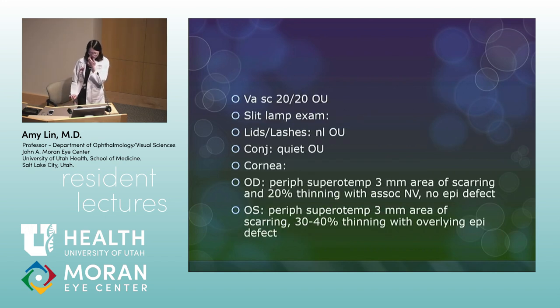Her vision uncorrected is 20/20. On her exam, lashes fine, conjunctiva is quiet at this point. On the cornea, I have pictures from later on. I don't have pictures from this day, but her cornea has, in her right eye, supratemporally, this 3 millimeter area of scarring and also some thinning with some associated NV, no epi defect. Left eye, kind of similar supratemporally there. There is more thinning, maybe 30% to 40% thinning, with some NV and an overlying epi defect.